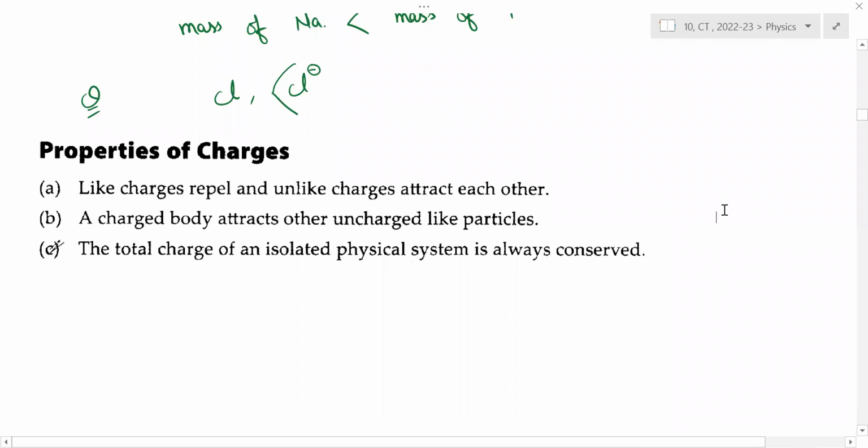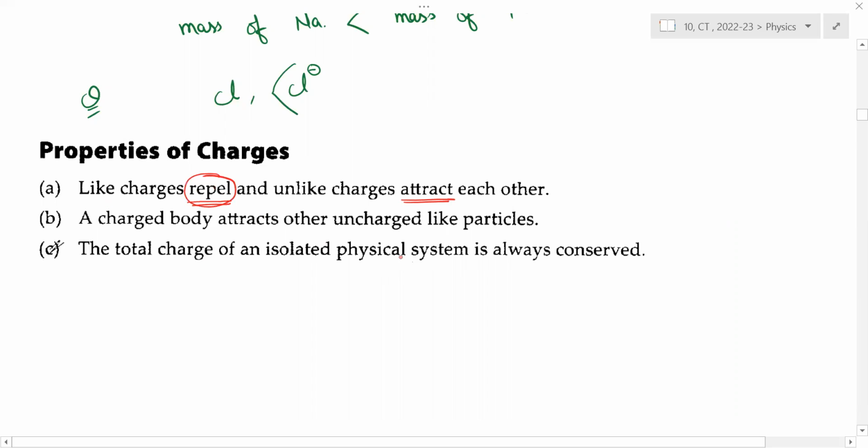Yes, sir. Properties of charges: like charges repel. What is the meaning of repel? And unlike charges attract. And please notice, beta, in my class, whatever tough or technical word is there, never ever bypass. Try to understand each and every technical word. And if you are not aware, ask me. Like charges repel. What is the meaning of repel?